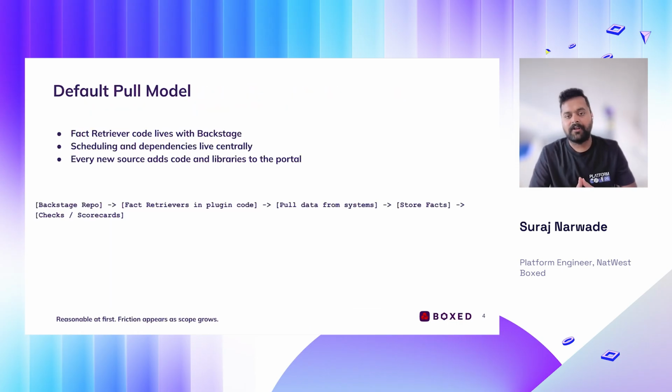This is the default model many of us start with. Fact Retriever lives inside the Backstage plugin code. It runs on a schedule. It pulls the data from various systems. It feeds everything to the Tech Insight. Now, for a small number of retrievers, this is completely reasonable. The problem is not that the pattern is wrong. The problem is that centralizing all the retrievers inside the Backstage repo creates coupling that becomes more expensive over a period of time.